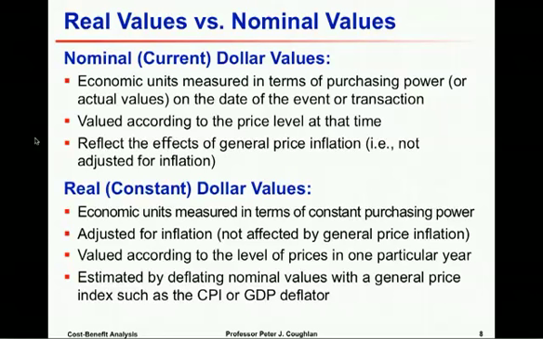So therefore, the $100 million that you might get 5 years from now, if it's in nominal dollar values, would be worth less than if that $100 million was in real dollar values, where it did not reflect any sort of price inflation. In fact, inflation was already taken out of the equation. And that gets to the definition of the real or constant dollar values.